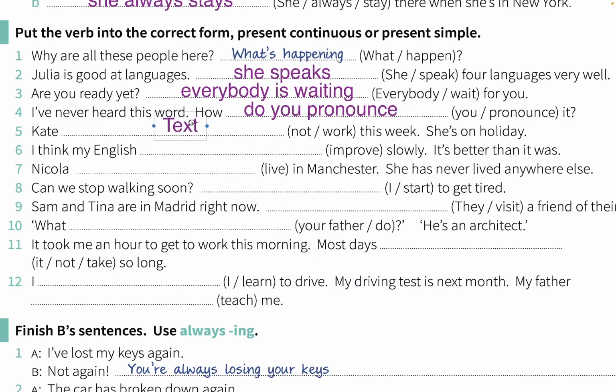Number 5. Anyone? Give it a try. Maybe Steven. Kate is not working this week. She's on holiday. Is it right? Yes, it's right. So Kate isn't working this week. She's on holiday.